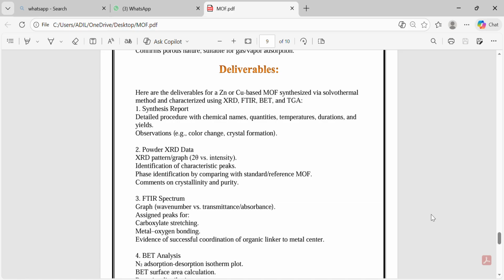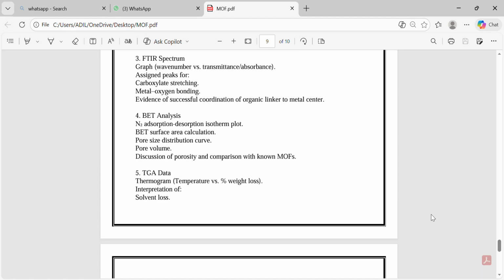BET analysis measures the surface area using nitrogen gas adsorption. It gives the surface area, pore size distribution and pore volume, and we discuss how porous the MOF is compared to others. TGA data is a thermogravimetric graph that shows how much weight the material loses when heated, usually due to solvent loss, helping us to understand its thermal stability.